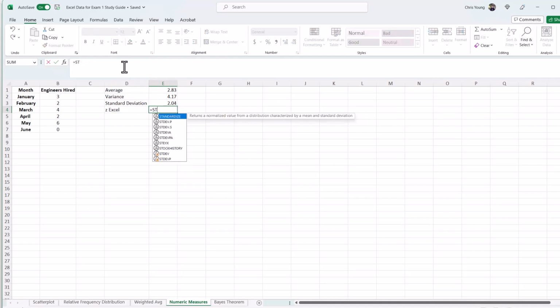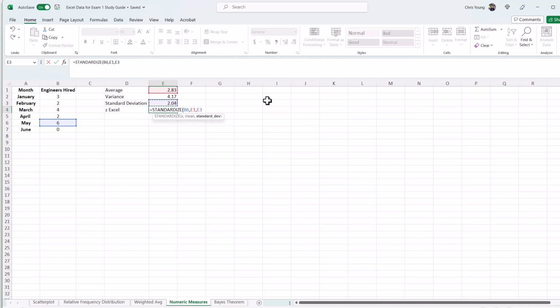So standardize is our function. And then our X value is, for May, we want to do 6. Our mean is the 2.83. And then our standard deviation is our 2.04. So you can see how I'm doing this formula by just referencing our prior calculations.